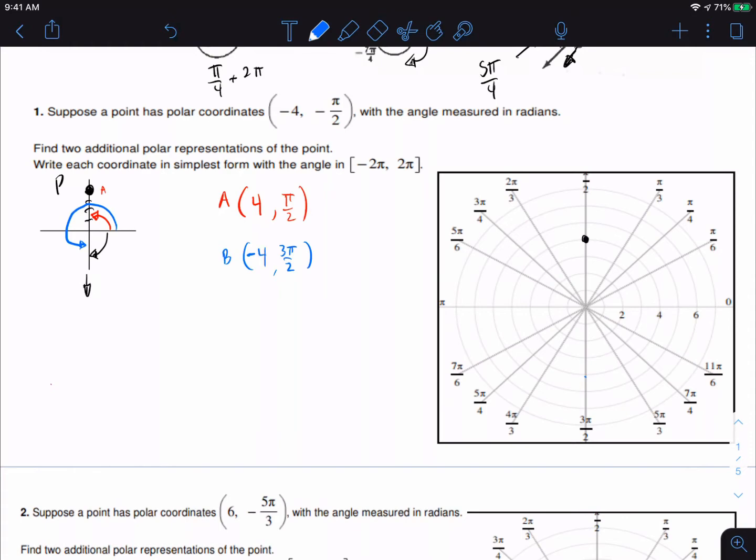Now there's a ton of them that we could do, right? We could have gone, well, no, I think that's it actually. Oh no, because it's 2 pi, I could have gone a full revolution, right? So there are other ways to do it. Okay.